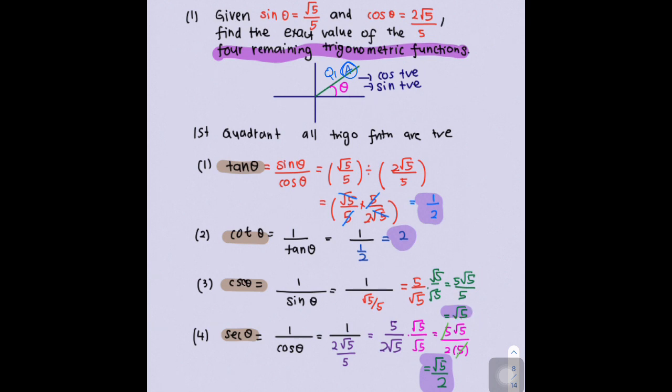Let's do for secant now. Secant is 1 over cos. So just take 1, divide by this value. So it is 5 over 2√5. So let's rationalize the denominator. Times √5 over √5. So let's simplify this. 5√5 over 2√5... so cancel out. Now you are left with √5 over 2. So this is your final answer.